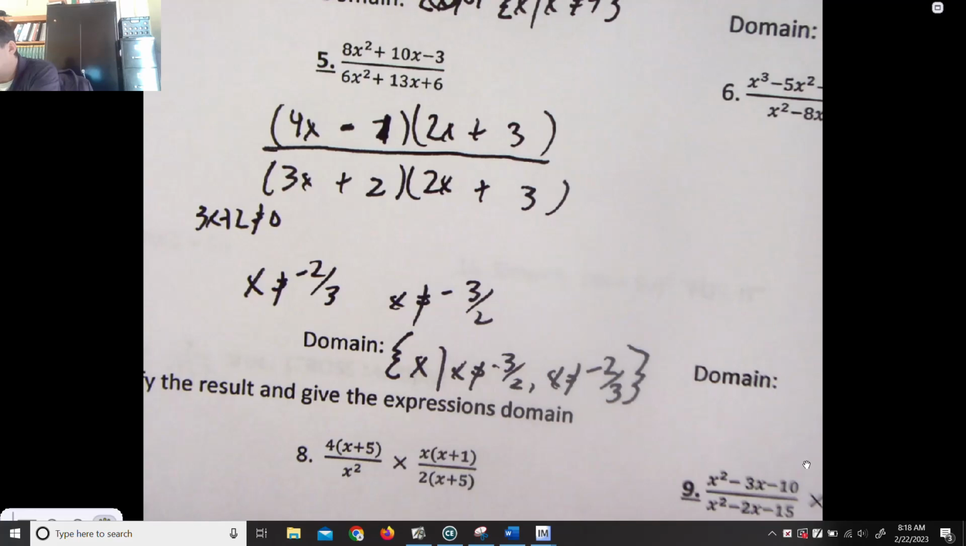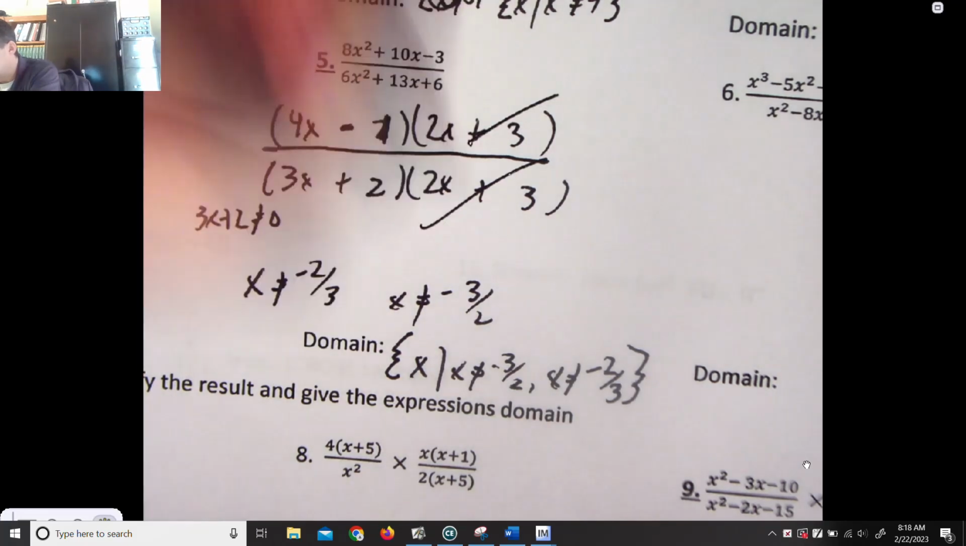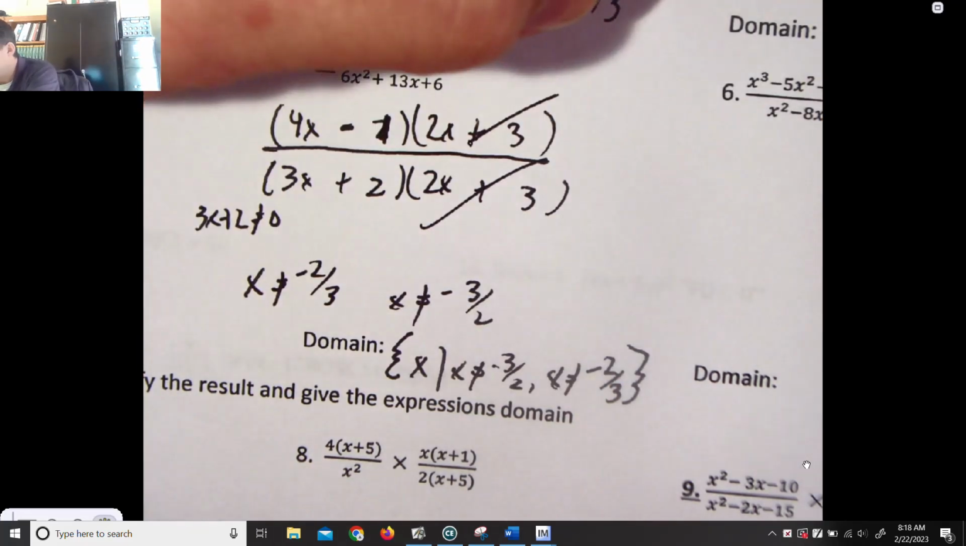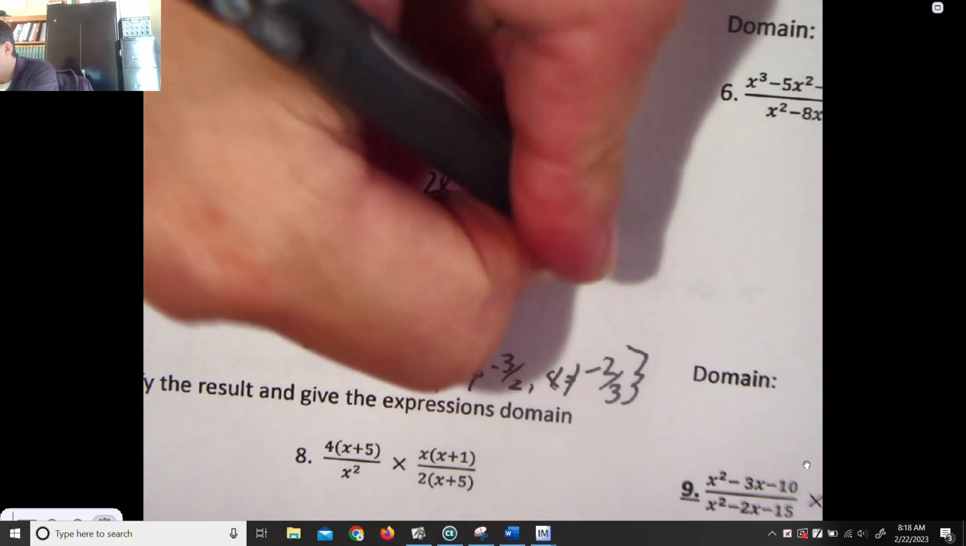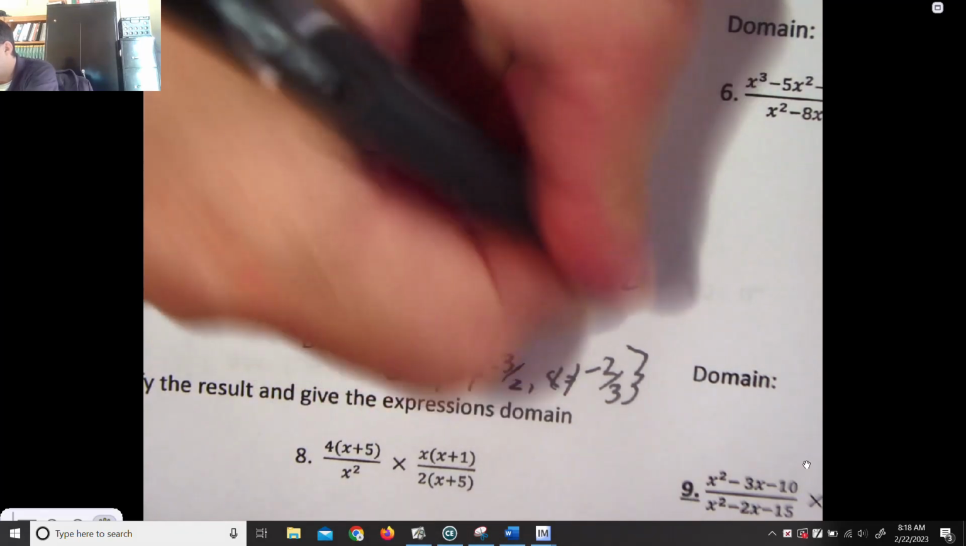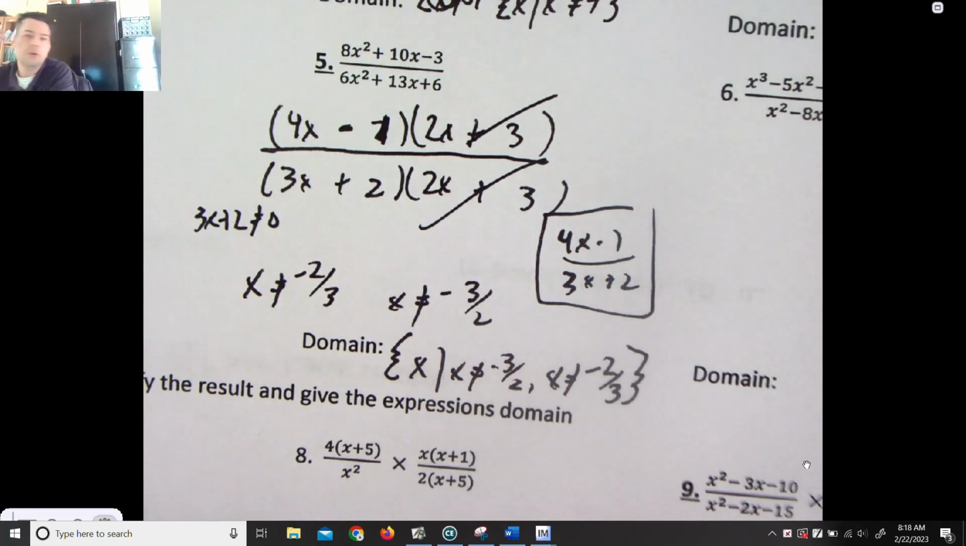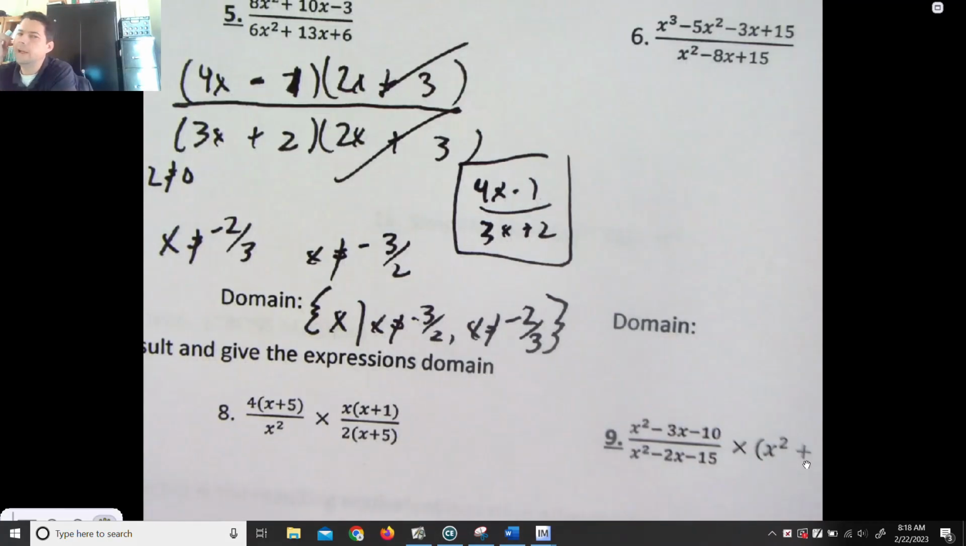And, oh, by the way, what's it reduced to? Well, those things are common factors. So it reduces to 4x minus 1 over 3x plus 2. Some of y'all like show that in one step. Yeah, right.